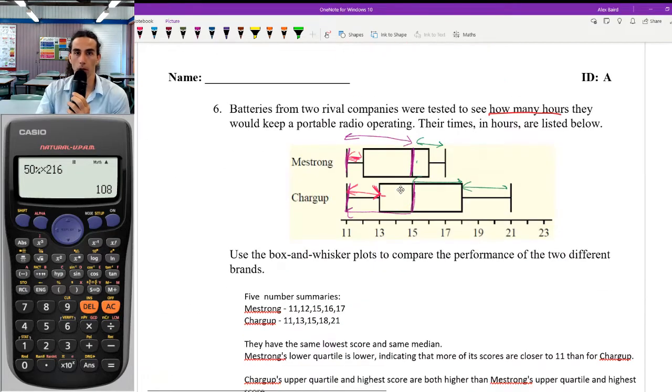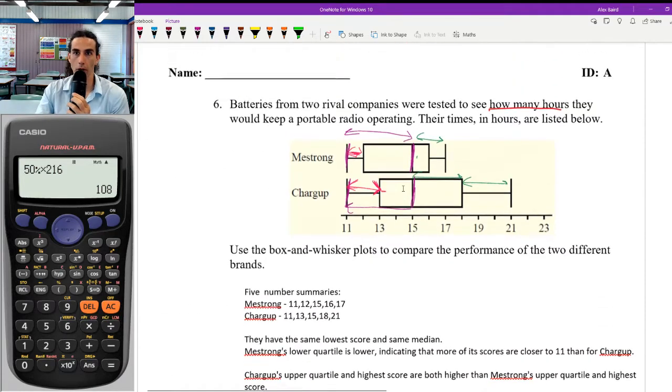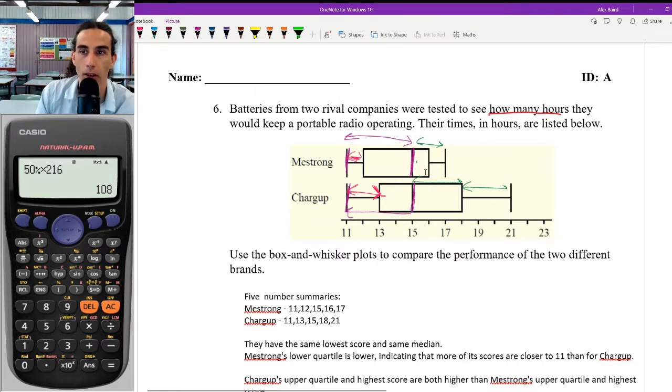All right, next one. Batteries. Two rival companies, to see how many hours they last. And all it said was use the box and whisker plots to compare the performance. So straight away, you'd probably say Charge Up, yeah, it's better. But to get a B, you need to go into some detail.